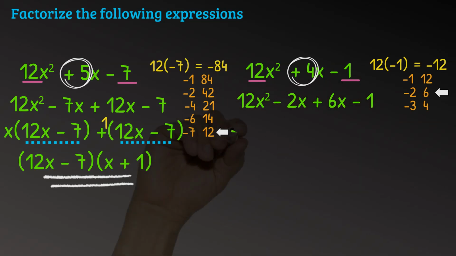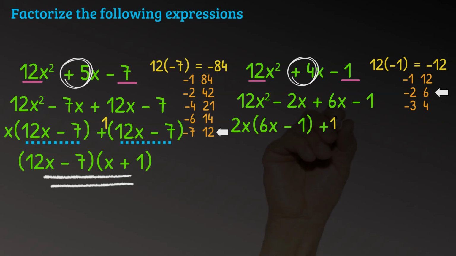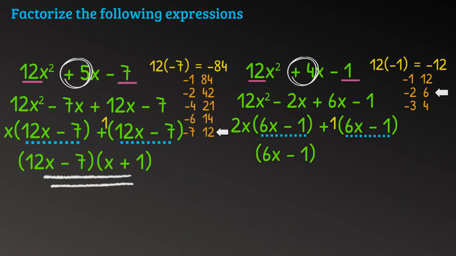Then we look at the first two terms, take a 2x outside the bracket, the greatest common factor, and multiply it by 6x minus 1. And for the second two terms, we take an invisible 1 outside the bracket and also times it by 6x minus 1. Therefore, 6x minus 1 becomes the first bracket of our solution, and it's multiplied by 2x plus 1.